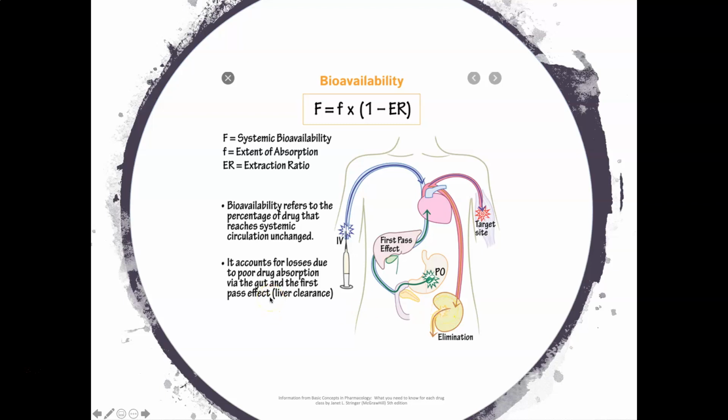So why do they do bioavailability? Because you want to see what percentage of the drug is going to reach the systemic circulation unchanged, and look at what losses you're going to see due to poor drug absorption via the gut and the first pass effect, which is liver clearance or liver metabolism. It's just a way to help you see how much is being pulled out before it ever reaches the target site, so that you can keep that in mind when you're looking at oral dosing versus IV dosing.